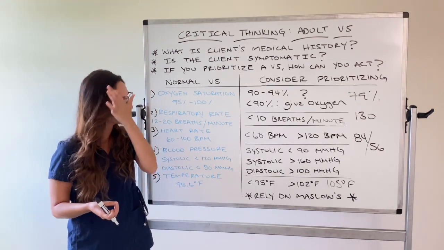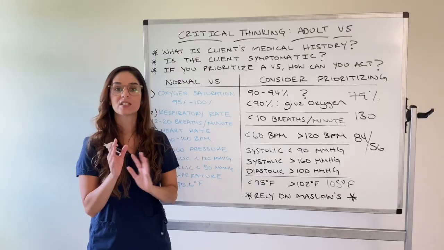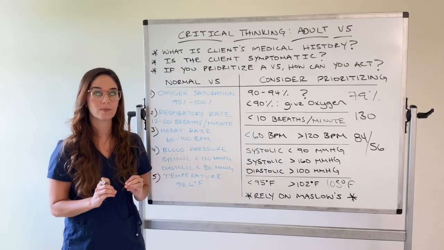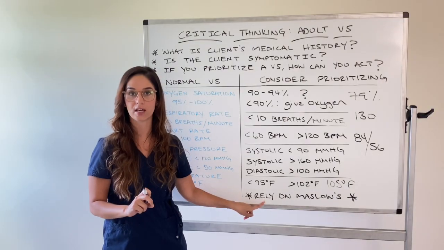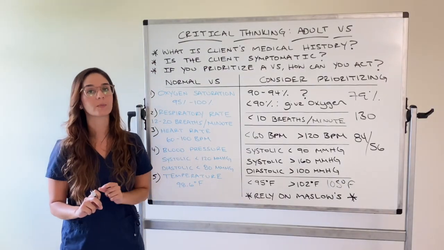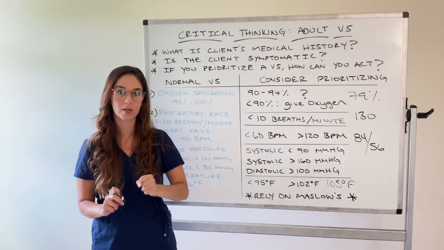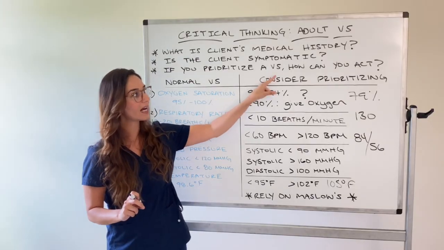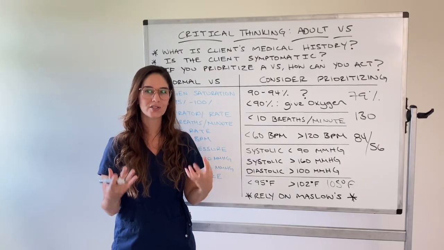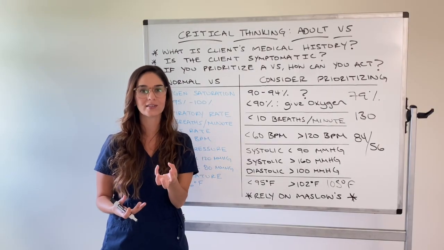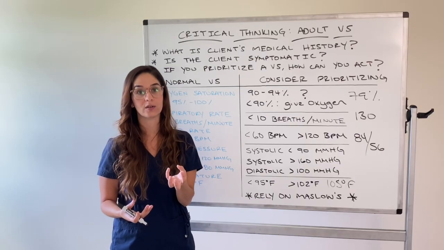So again, this was just to help you potentially critically think. And again, always remember, at the end of the day, you pick the vital sign that is most concerning according to Maslow's. And also, please remember, if you pick it as your priority vital sign, I always want to think about how could you act? Because if there's no nursing action you can do, if there's no nursing intervention you can do for that vital sign, it's probably not your priority.